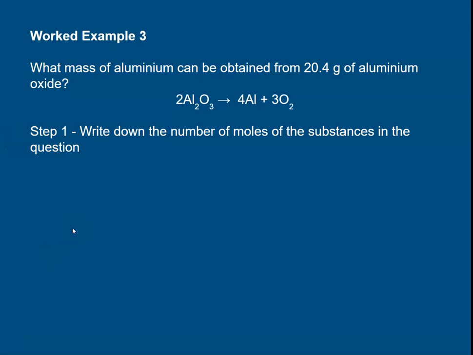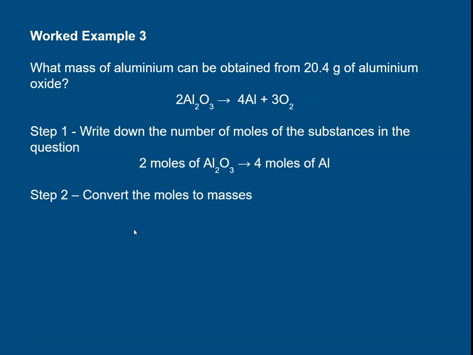Well, the first step's easy, isn't it? We're interested in aluminium and aluminium oxide in the question. So there's the aluminium, there's the aluminium oxide. So 2 moles of aluminium oxide forms 4 moles of aluminium. Okay, 1 mark, straightforward. Step 2, converting to masses.